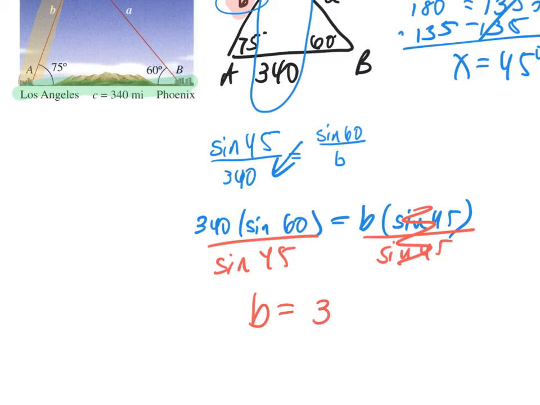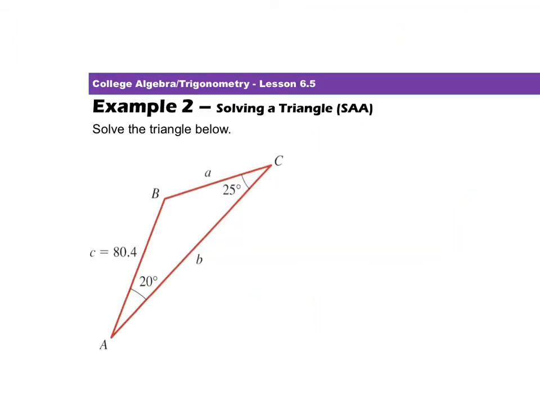Okay, guys, in this case, they're asking us to solve the triangle. That means we have to figure out angle B, side B, angle A. And we can do that a variety of ways. First thing I want to do is figure out what the measure of angle B is. I know that there's 180 degrees in a triangle. So when I add the other two, 20 and 25, I get 45. So if I say 180 minus 45, I get 135 degrees. So I know the angle B is 135 degrees.